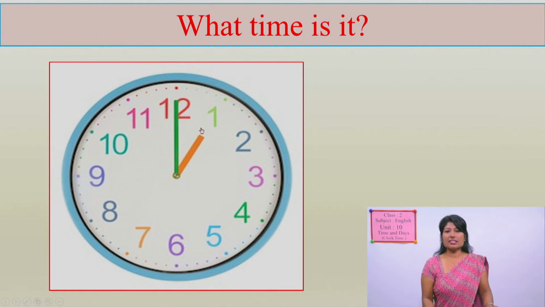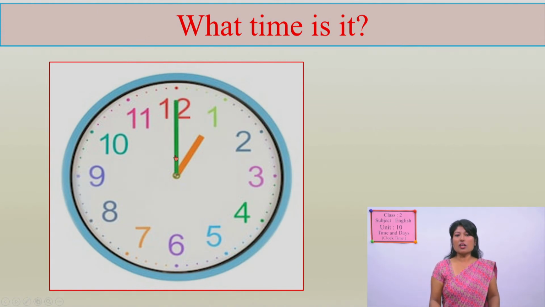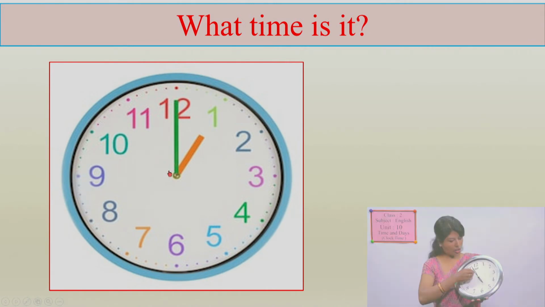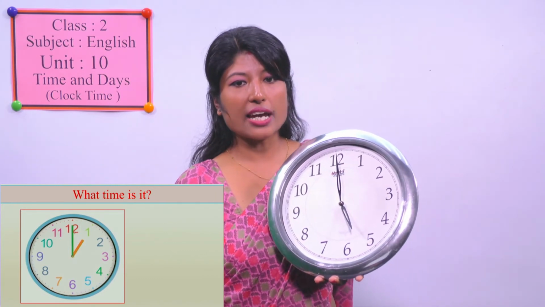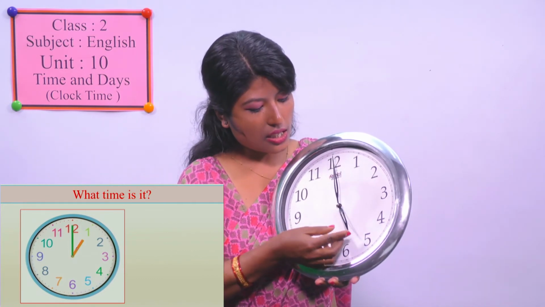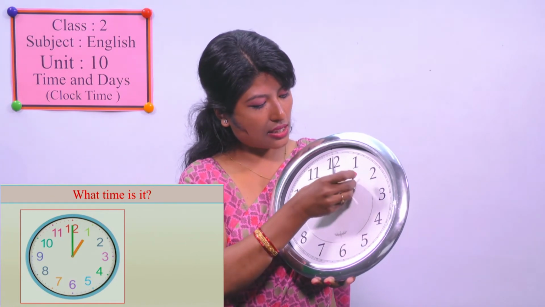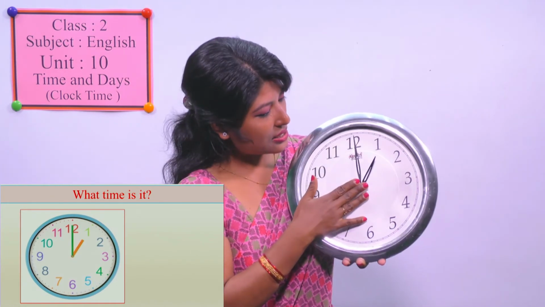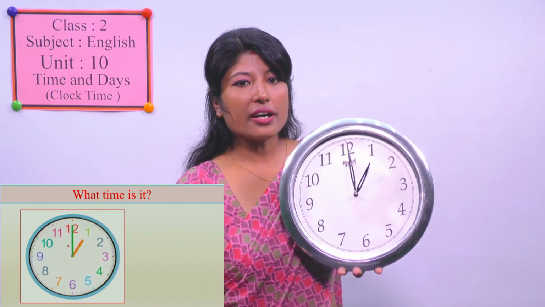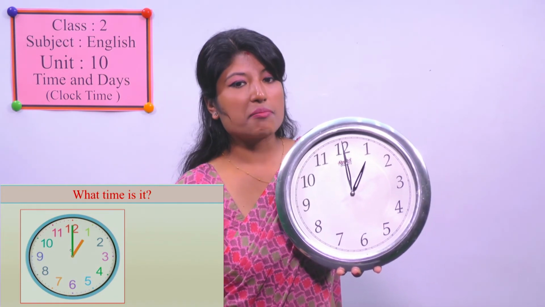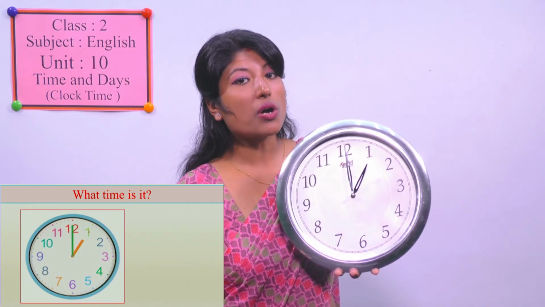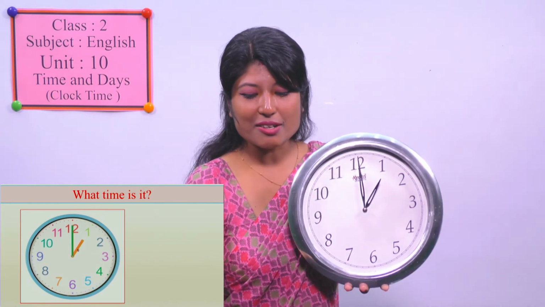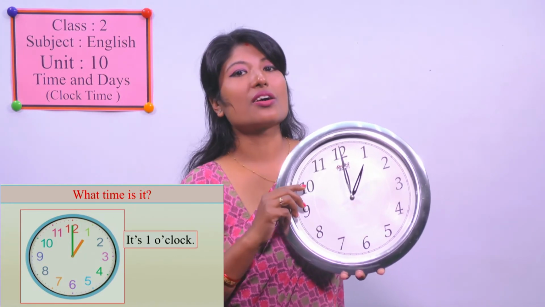So look at this picture, what time is it? Look at the long hand. Where is the long hand? In 12. And this short hand, where is it? This hour hand is in 1. This is the position in the picture also. The minute hand is in 12 and this short hour hand is in 1. So that means it is 1 o'clock.